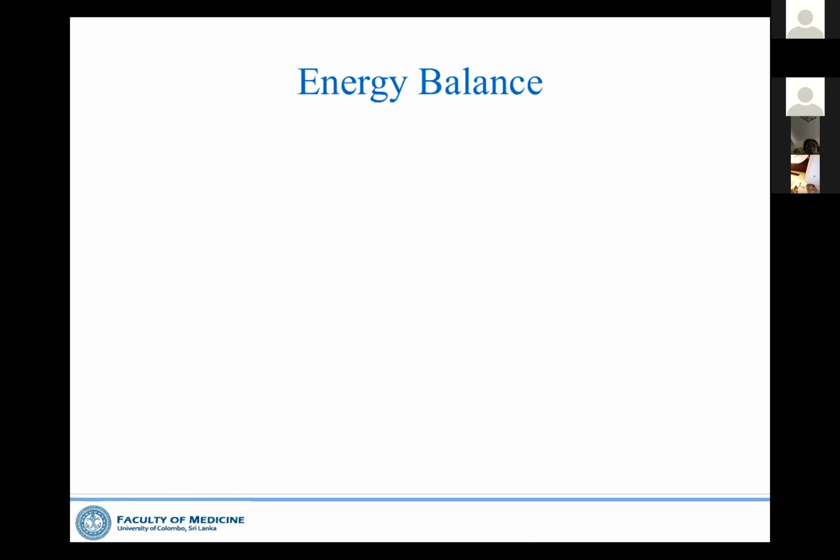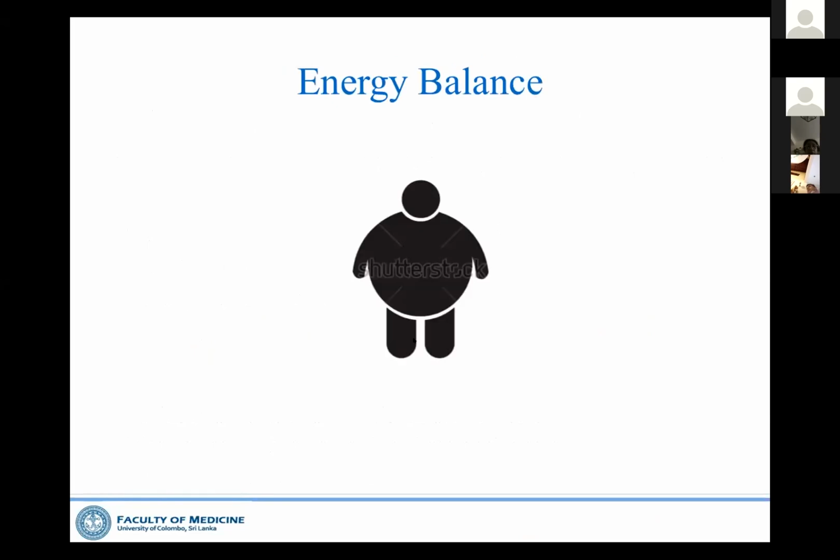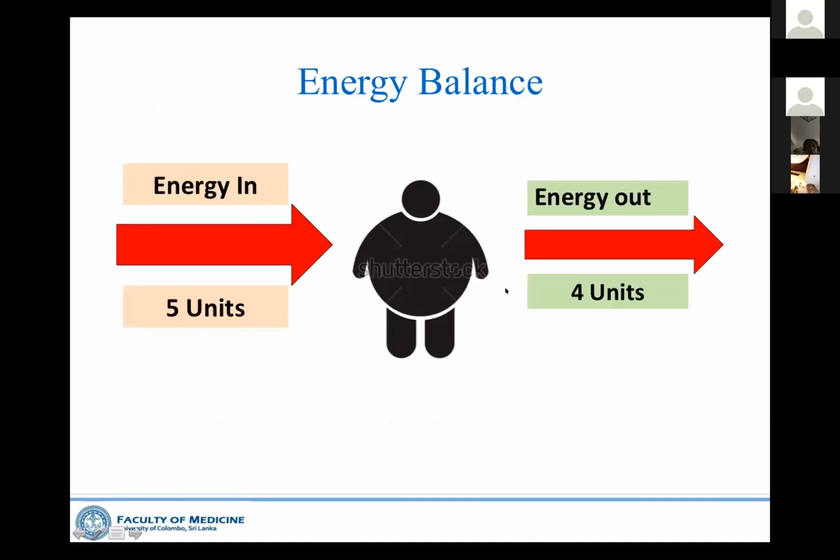So actually the cause of obesity is a positive energy balance. That means if someone is getting more energy from their food than their energy expenditure, that excess will be stored. It's as simple as that, because we can't create or destroy energy. So excess energy will be stored. So if we can reverse this mechanism, that means either we cut down on the energy intake end, or we increase the energy expenditure end or energy output end, we can be successful.